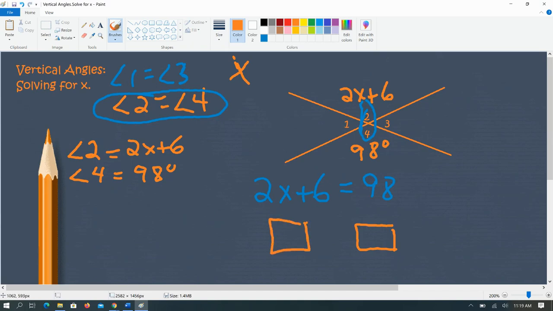So let's make our boxes. And our first step is we're going to need to go ahead and write in the number that's all by itself on one side of the equal sign, and that's our 98. So we'll start with our 98.